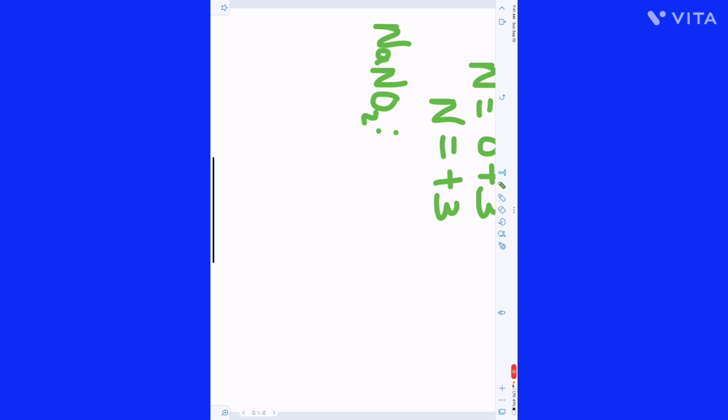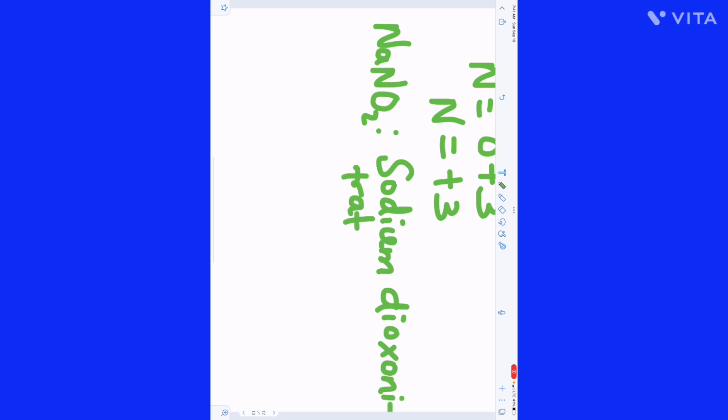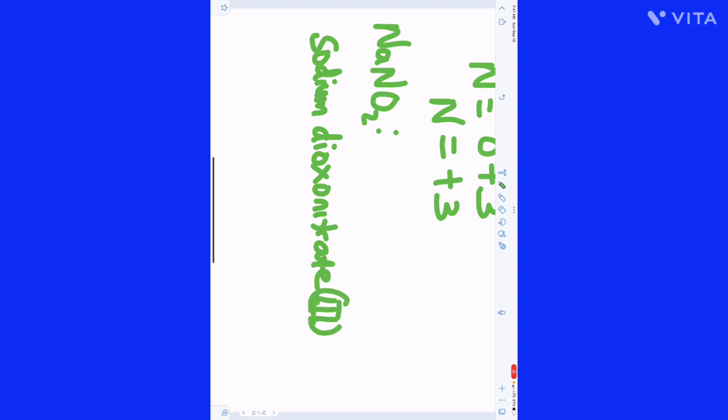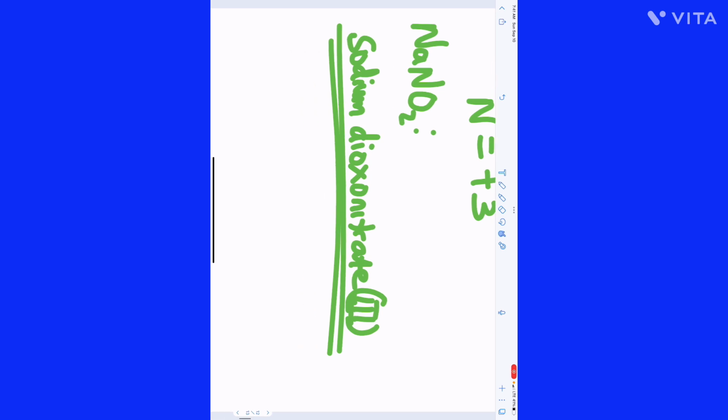NaNO2, and we call it sodium dioxo. I think you can see the reason for our di, mono, and tri now. Dioxo, because there are 2 oxygen atoms. Sodium dioxo nitrate. It should be written on a single line, so don't get it confused. We call the compound sodium dioxo nitrate 3. It's a salt. We call it sodium dioxo nitrate 3.